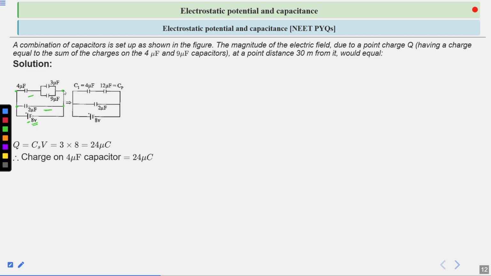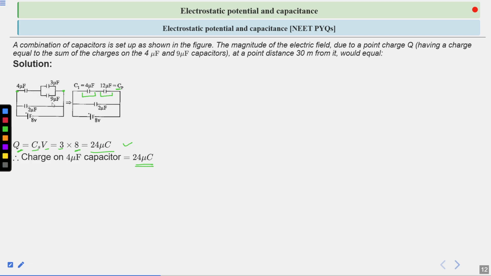So the potential difference across this upper branch will be 8 volt, and the equivalent capacitance of this branch is 3 microfarad. So charge will be CS into V, 3 microfarad into 8 volt, which is 24 microcoulomb. So charge in this branch is 24 microcoulomb. Since charge in series remains the same, the charge on this 4 microfarad will be 24 microcoulomb, and the charge on this combination CP, the two parallel capacitors, will also be 24 microcoulomb.